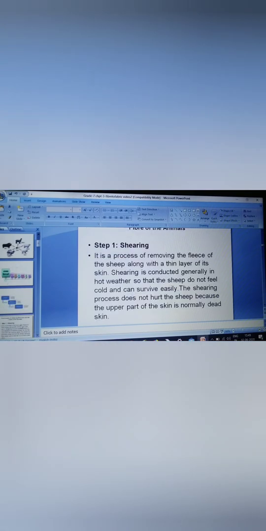Next we will go for, you will see fibers of the animal. Here you will see step 1, shearing. It is a process of removing the fleece of the sheep along with a thin layer of its skin. Shearing is conducted generally in hot weather so that the sheep do not feel cold and can survive easily. The shearing process does not hurt the sheep because the upper part of the skin is normally dead skin. So you have to write step 1, shearing. You have to make a note of this in your notebook.